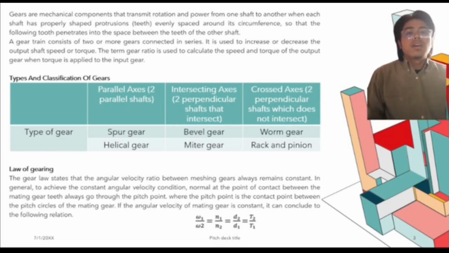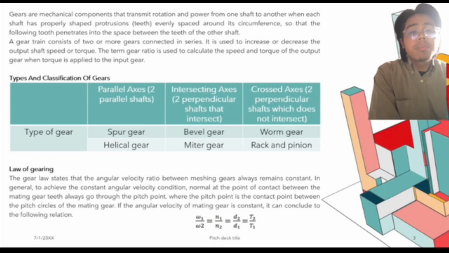relation. Why is law of gearing important? The gearing law must be followed so that the two gears can transmit motion from one to the other with a constant angular velocity ratio throughout the gear mesh.